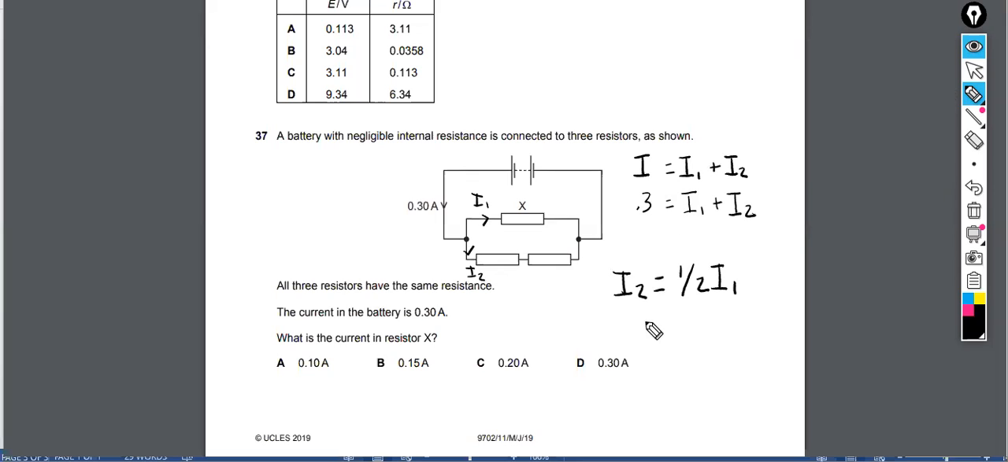So I2 is this, and so I have 0.3 equals I1 plus I2, but I2 is half of I1. So 1 I1 plus a half I1 is 1.5 I1. If we divide each side by 1.5, then we have 0.3 divided by 1.5 equals 0.2. And so the current that we wanted to solve for must be 0.2, as we mentioned earlier.